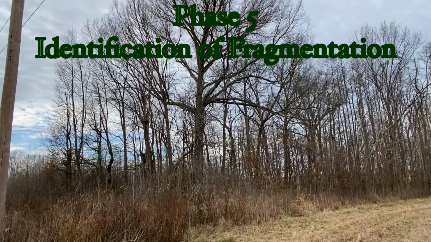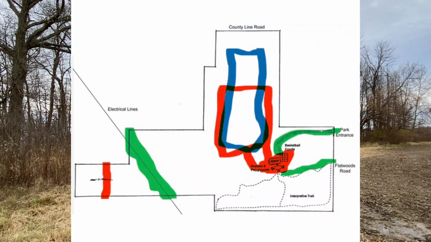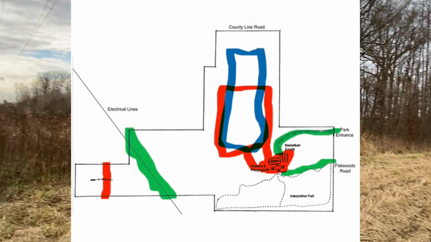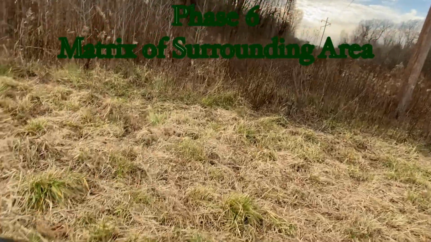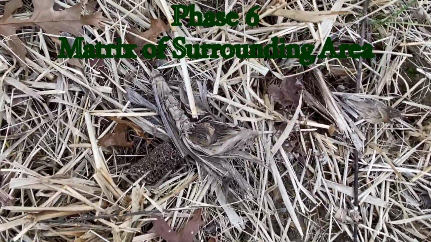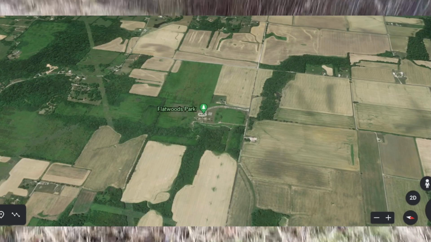For fragmentation in this park, I used a map that showed the perforation in red, the domination in blue, and the internal fragmentation in green. With a park of this size, I believe it's better to focus on the matrix rather than the fragmentation. As we can see from this map, Flatwoods is poorly connected to the other woodlots nearby.